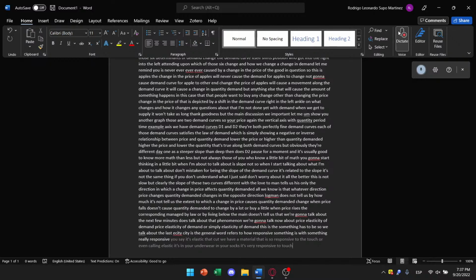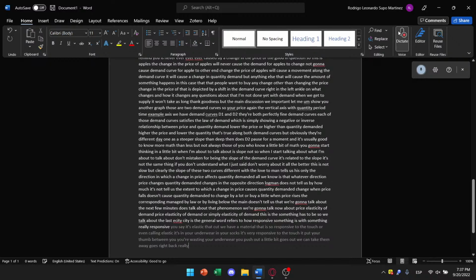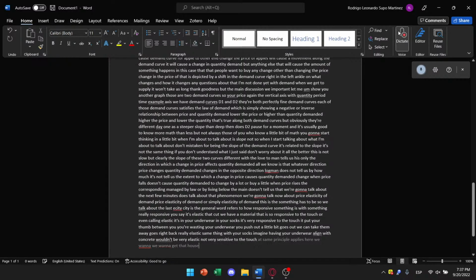You put your thumb between your waist and your underwear, you push out a little bit, it goes out, take the thumb away, it goes right back. It's really elastic. Same thing with your socks. Imagine having your underwear lined with concrete. It wouldn't be very elastic, not very sensitive to the touch. That same principle applies here. We want to get at how sensitive is quantity demanded to a change in the price of the good. The more sensitive it is, the more elastic is demand.